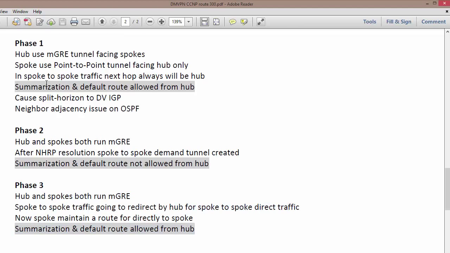Let's discuss a little bit more about phase 1. Why is spoke-to-spoke communication not allowed, or why is communication from one spoke to another spoke not sent directly? Actually, it is because of the configuration. As we can see, the hub only runs a multipoint GRE tunnel, but the spokes have point-to-point tunnels, which basically means one spoke cannot send traffic directly to another spoke.